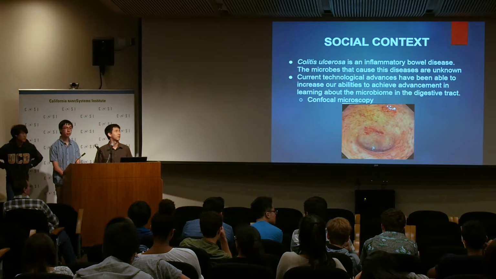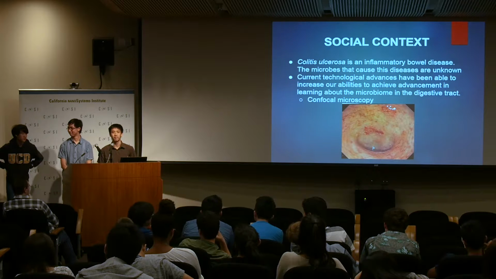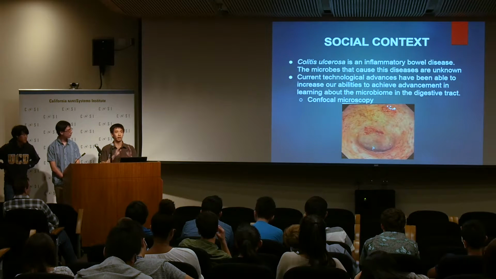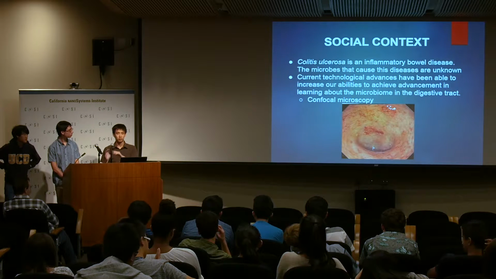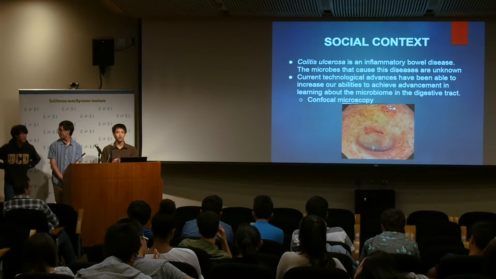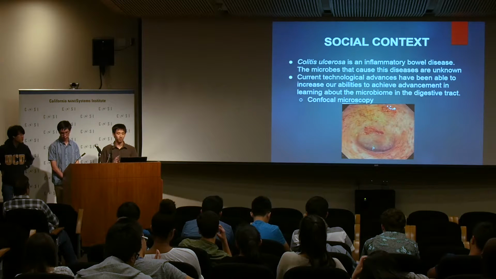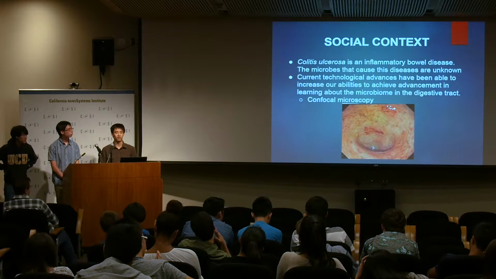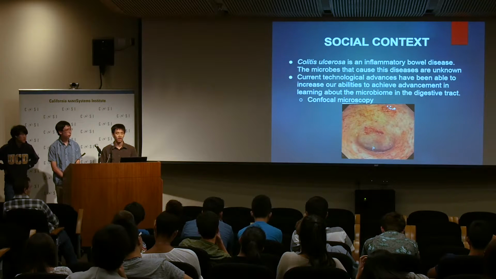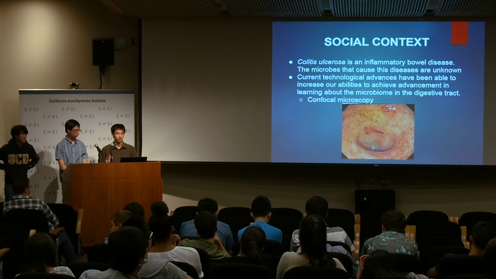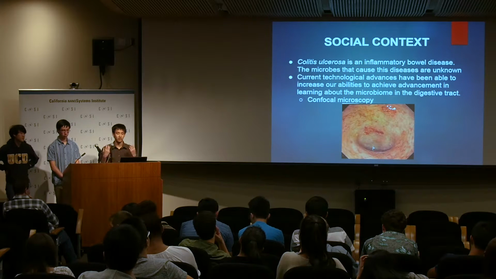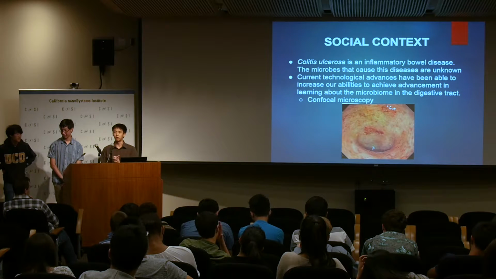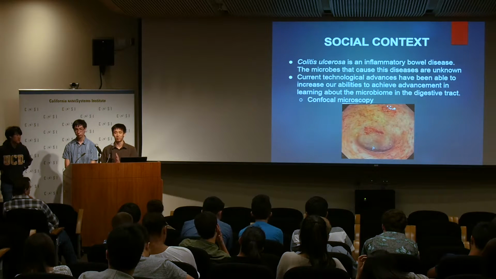Confocal microscopy differs from other kinds of microscopy in that there's a pinhole at the end, which allows out-of-focus light to be eliminated, therefore allowing the finest detailed structures of the specimen to be observed. And while the cause of this disease has not been found yet, current technology advances have allowed our abilities to understand these diseases in general to achieve advancement in learning about the microbiome in the digestive tract specifically.